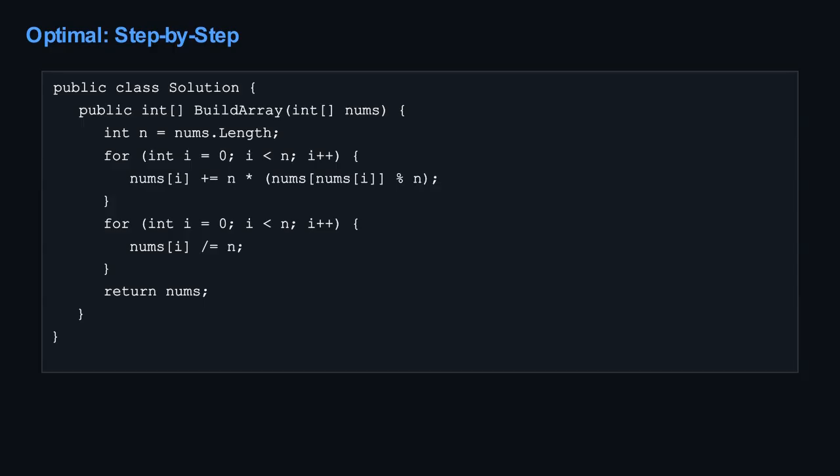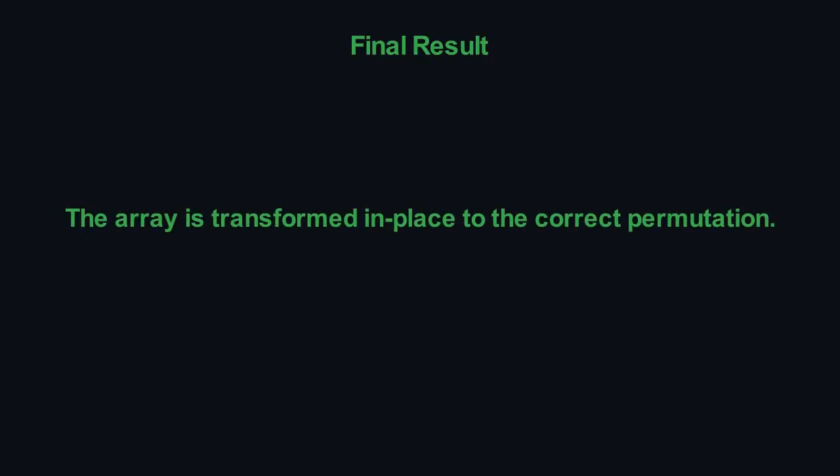Then in the second loop, for each element, we simply divide by n. For example, our nums[1] became 8. 8 divided by 6 is 1. This extracts the new value 1, and so on for the rest of the elements. After both passes, the array will be 0, 1, 2, 4, 5, 3. This is the correct permutation, achieved by storing and then extracting the new values in place.